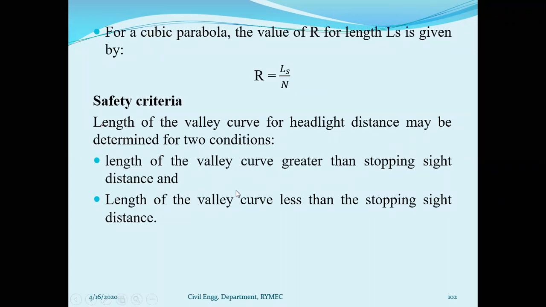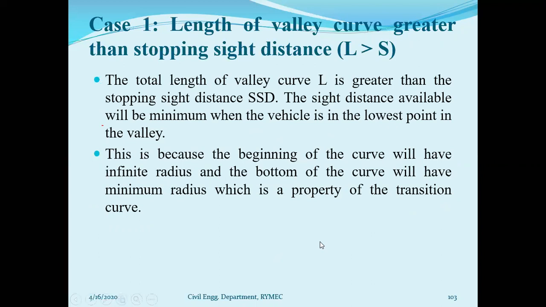When you are moving with respect to your safety criteria, in this safety criteria again it splits into two parts. Which are those two parts? Length of valley curve is greater than your stopping sight distance, and length of your valley curve is less than your stopping sight distance. The same thing whatever we have done in the case of your summit curve. In the summit curve, what did we do? In the same way, here also we have two cases: length is greater than SSD and length is smaller than SSD. Okay.